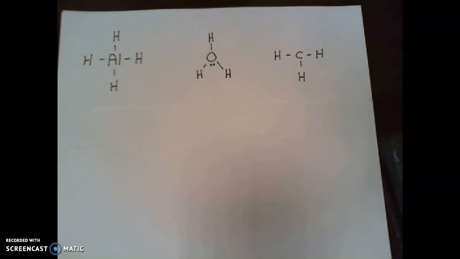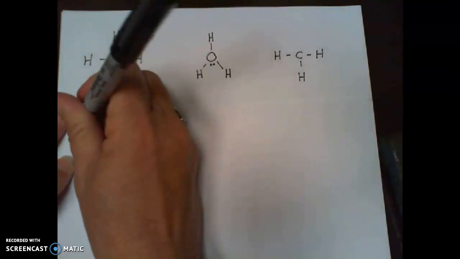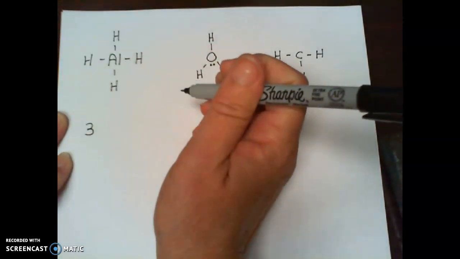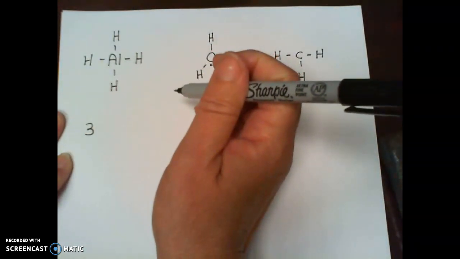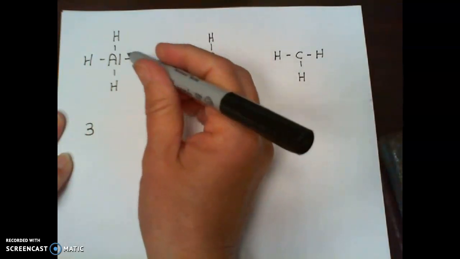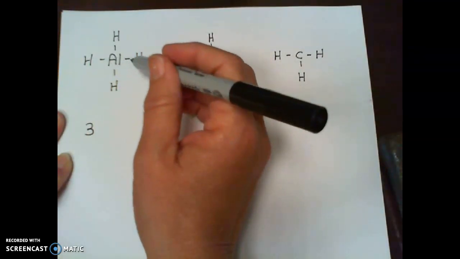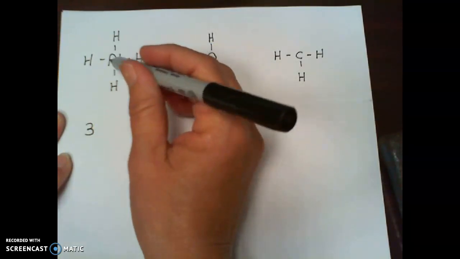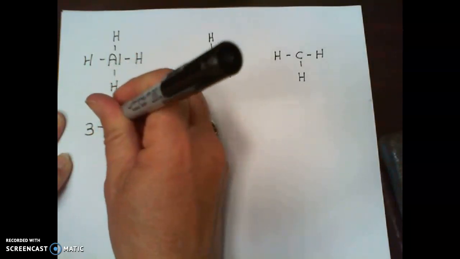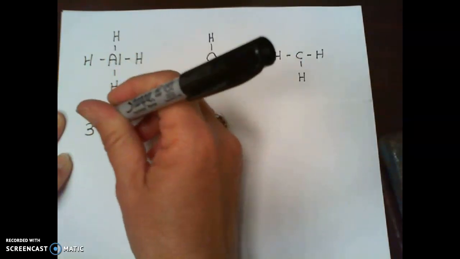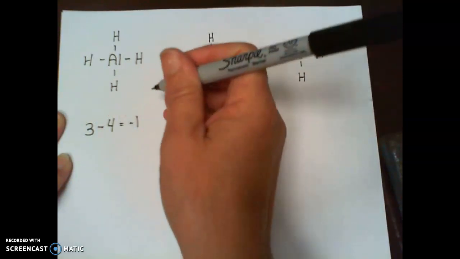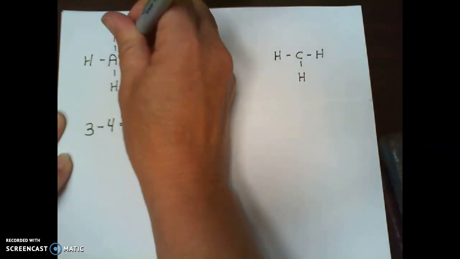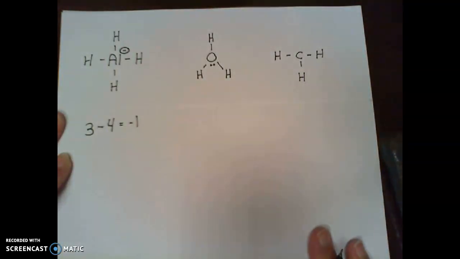Let's identify the formal charge for these three compounds. Aluminum normally has 3 valence electrons. Let's see how many aluminum has in this compound. Aluminum has 4 bonds. From each bond, it will receive 1 electron. So that gives it 4 electrons. 3 minus 4 is minus 1. So there's a minus formal charge on the aluminum.